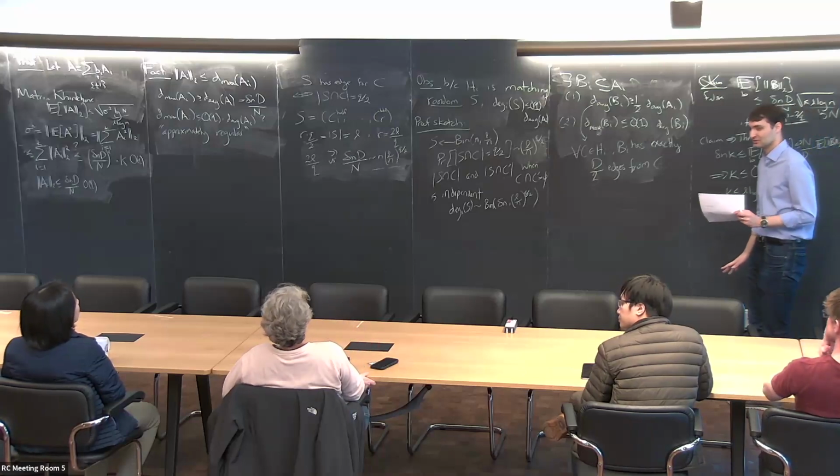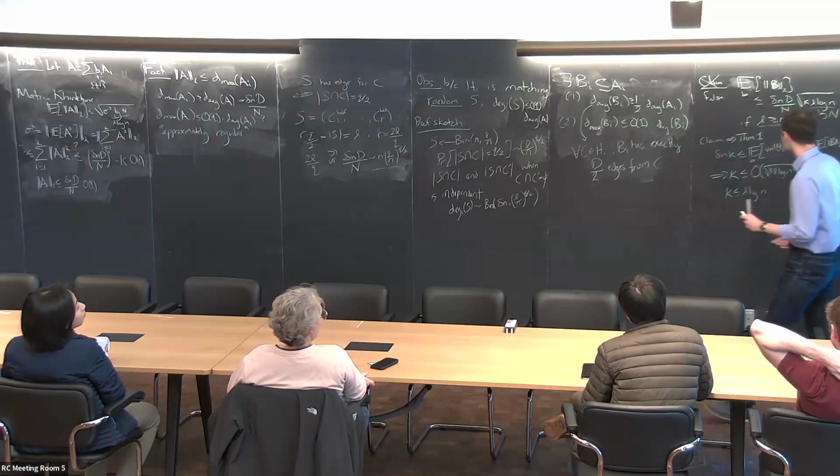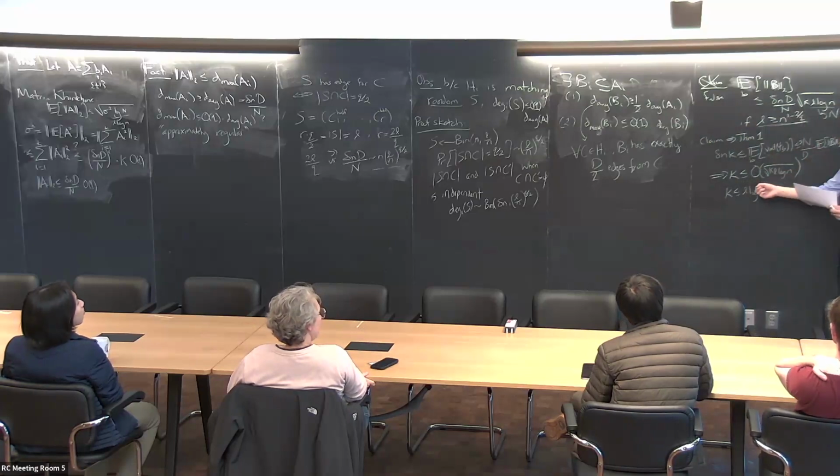That's why L wants to be large, but why does it want to be small? It wants to be small because the bound I actually get out of all this is K is at most L.